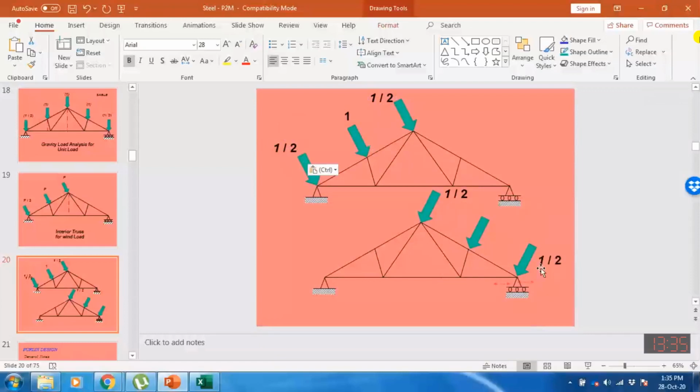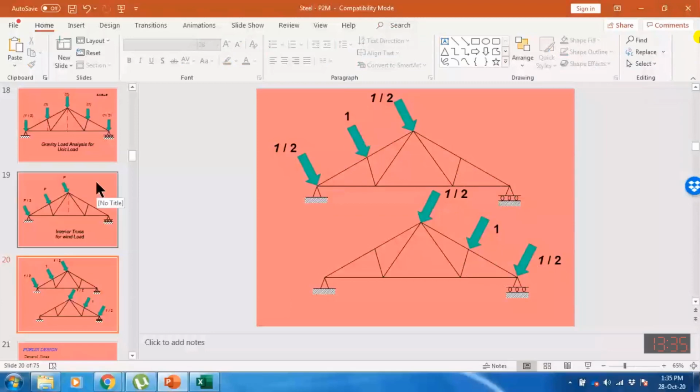So you have to perform two analyses. If the wind is blowing from this side, this will be the windward side and this side will become the leeward side. If the wind is blowing from this side, that side will be the windward side and the other side will become the leeward side.